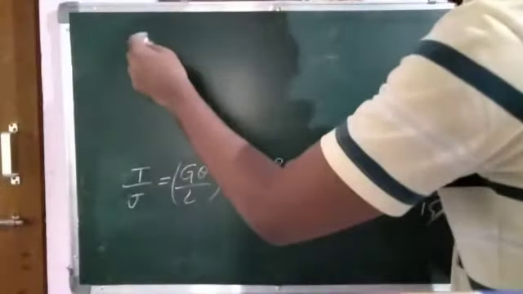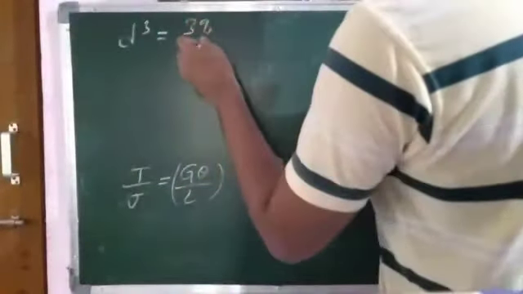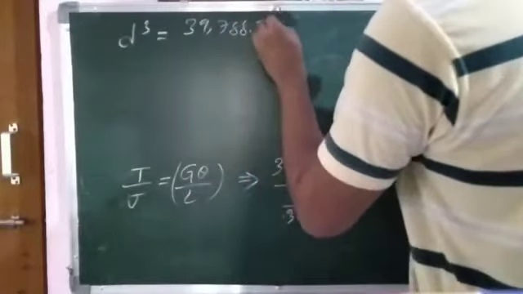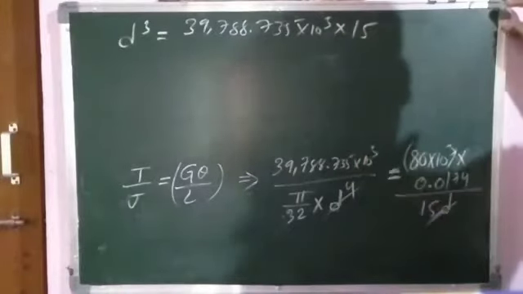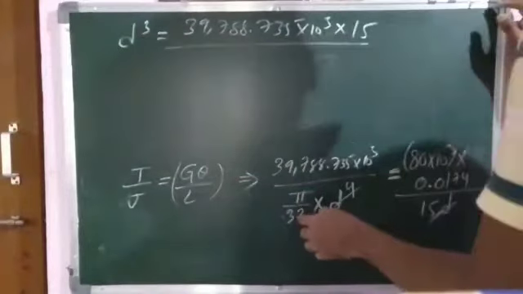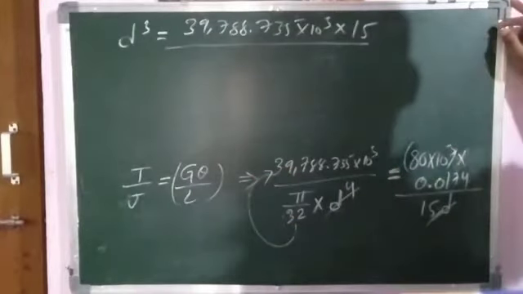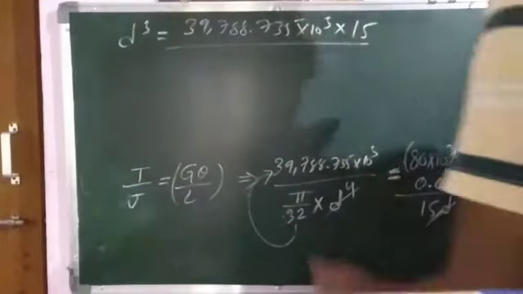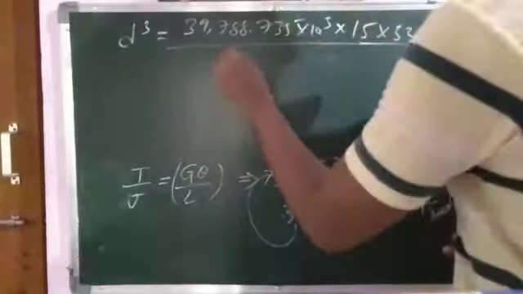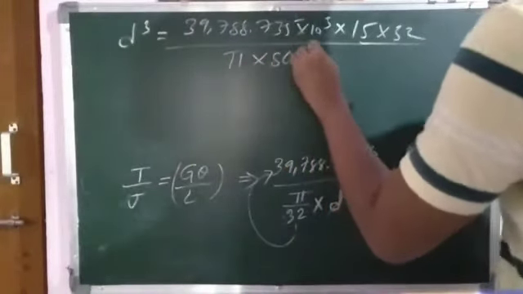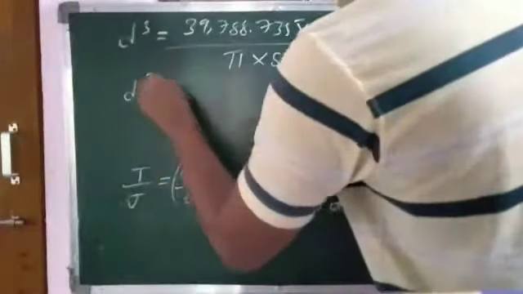Then d cube is equal to, taking all the terms: first the torque 39,788.735 into 10 cube, into 15, divided by, again this 32 moves from numerator to denominator, into 32, into the remaining terms pi into 80 into 10 cube into 0.0174. Solve this expression.